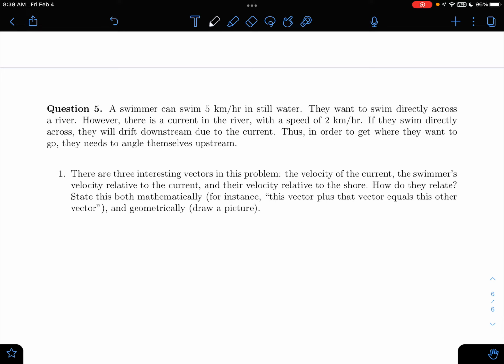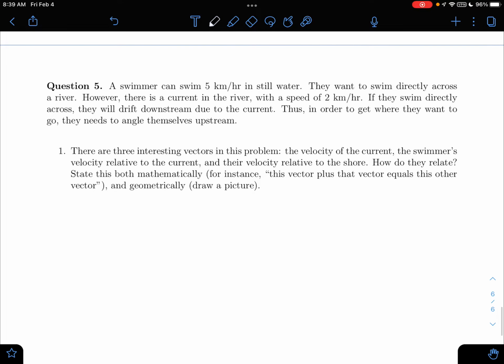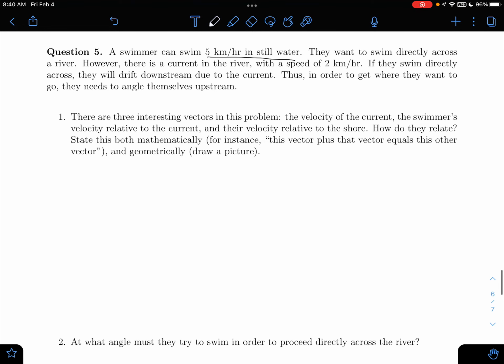Now we get to our final question of the day, right? We have a swimmer swimming this fast in still water. They want to swim directly across a river, right? But there's a current in the river with speed, right? If they want to swim directly across, they'll end up drifting downstream due to the current. Therefore, we're going to angle upstream so that we go directly across.